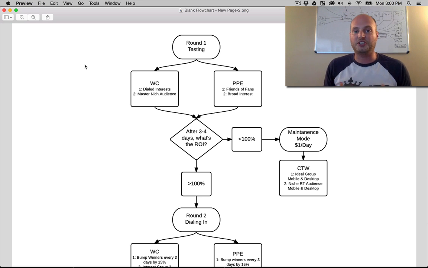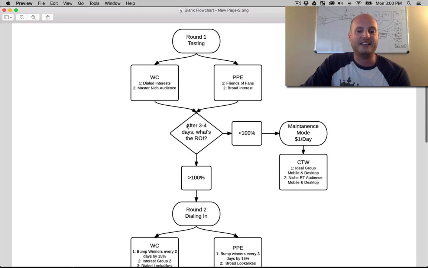Now, if you're launching new products every week, every month, you can just throw out those round 1 losers into maintenance mode, and then next week test 10 new products in round 1. And this is how we go about multiple processes to figure out that initial first winner.